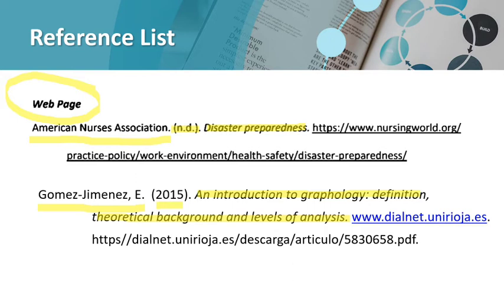And then next, we have here the source. Usually, the official name of the website is considered as the source. However, if the source would be the same as the author, you can omit the source to avoid repetition. And then of course, followed by the URL.